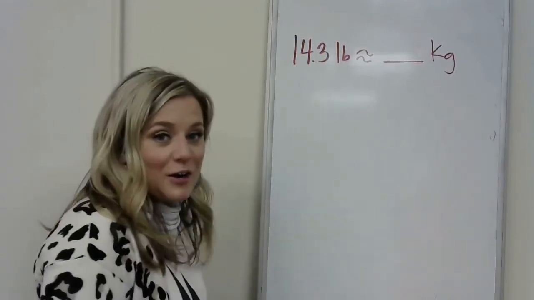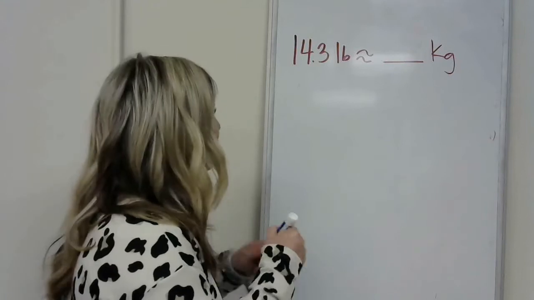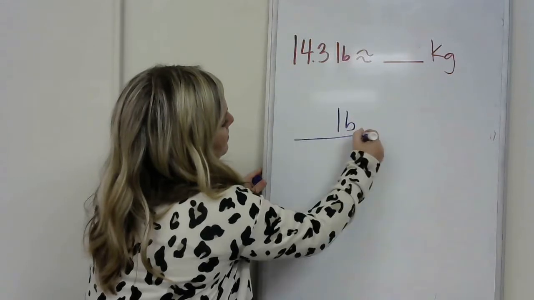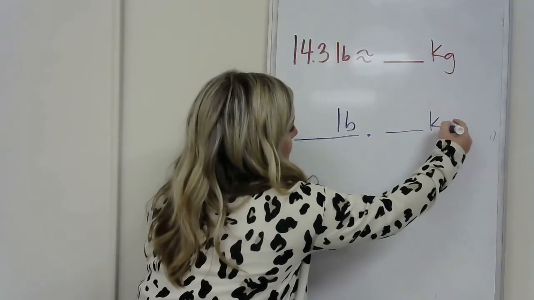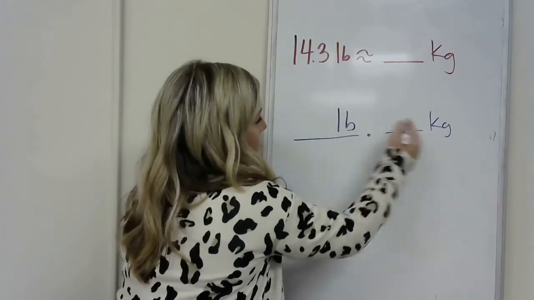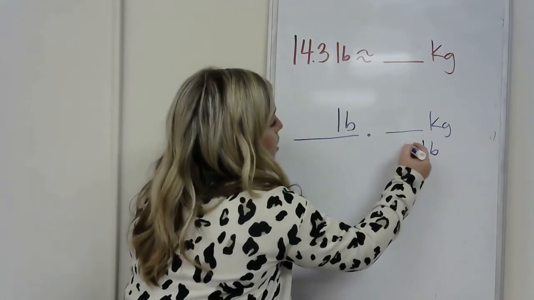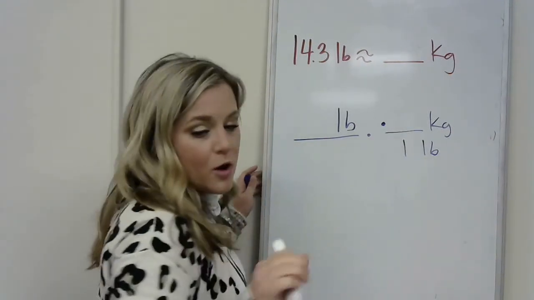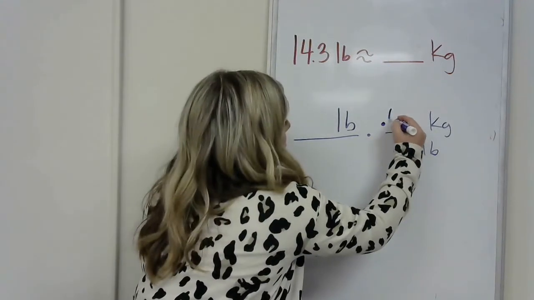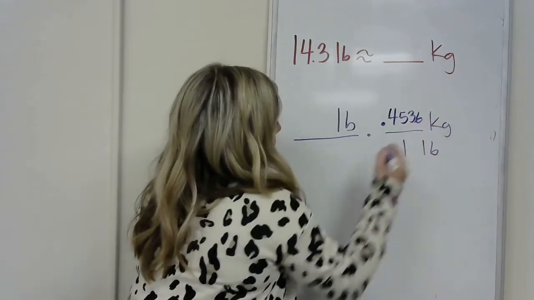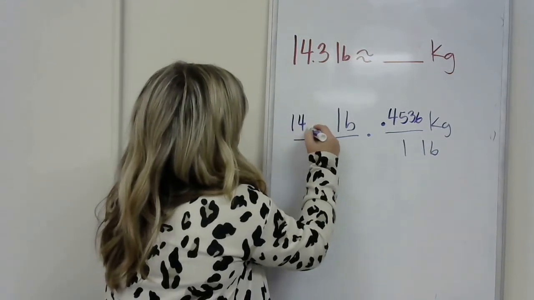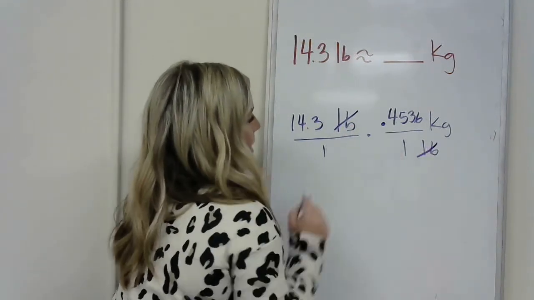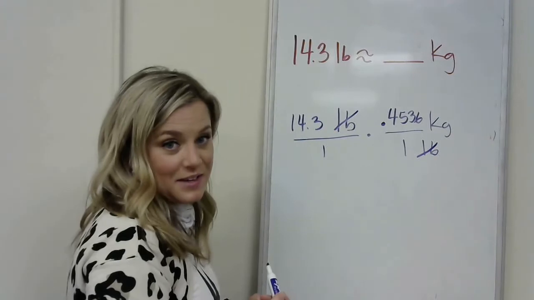All right, so what we learned in that little video, that screen recording, is that our goal is to go from pounds to kilograms, okay? So I need to cross out pounds. So I need to have 1 down here, and I know that it is about equal to 0.4536. And we're talking about 14.3 pounds, all right? So we cross out pounds. Now we're going to multiply these, okay?